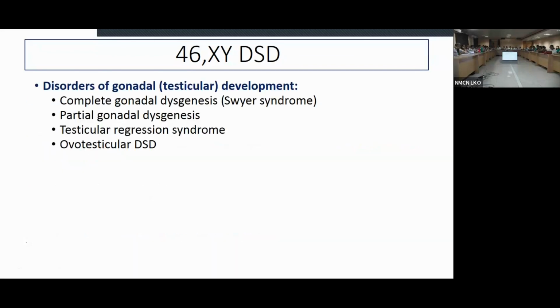So if you look at the 46XY DSDs, there are two main types here: the disorders of gonadal development, where the testis itself is not developing normally.